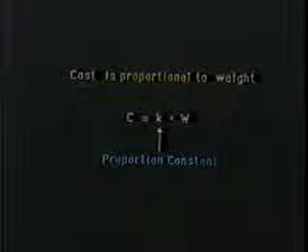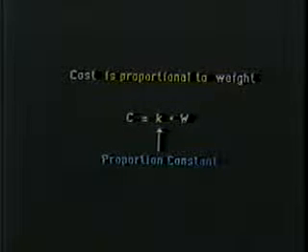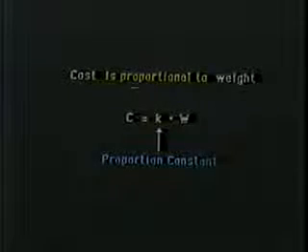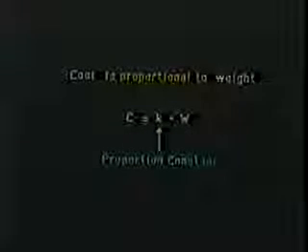What's new about it? That K, it stands for a constant. Because when we say that cost is proportional to weight, we're saying that cost equals some constant times the weight, or C equals K times W, an equation. Remember, the cost and the weight, C and W, can change. The K doesn't change. It's constant.